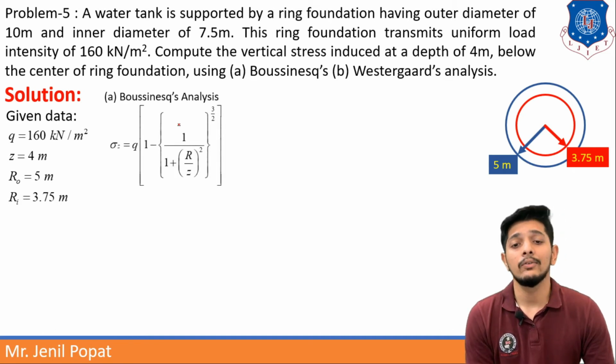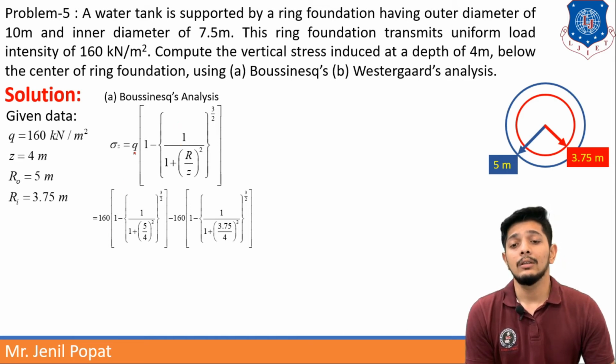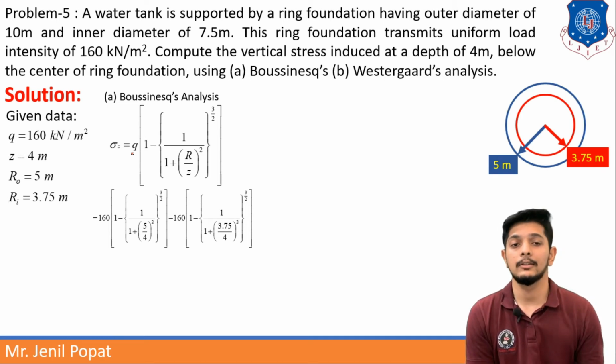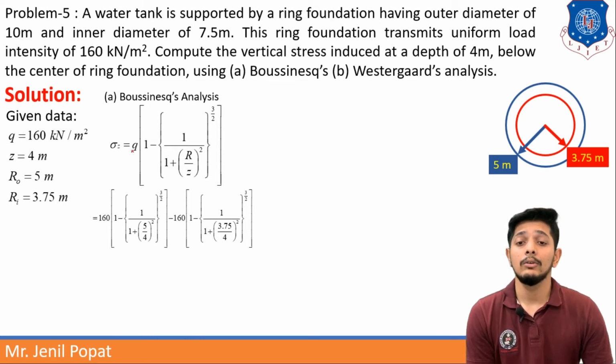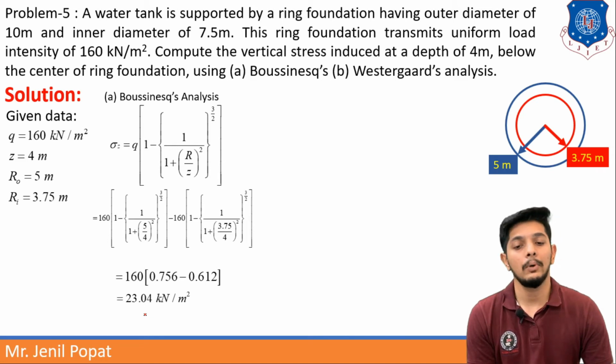Boussinesq analysis, the formulas which we have studied in the previous lectures. I am putting Westergaard's and Boussinesq formulas for circular loading, right? You must remember that. Now value of Q is given as 160, capital R is given as inner and outer. So I have to put the formula in two parts. So I am putting outer diameter here and inner diameter in another formula. So I will get sigma Z by Boussinesq as 23.04 kilonewton per meter square.